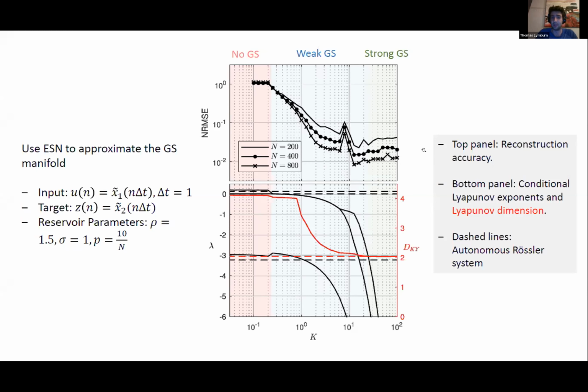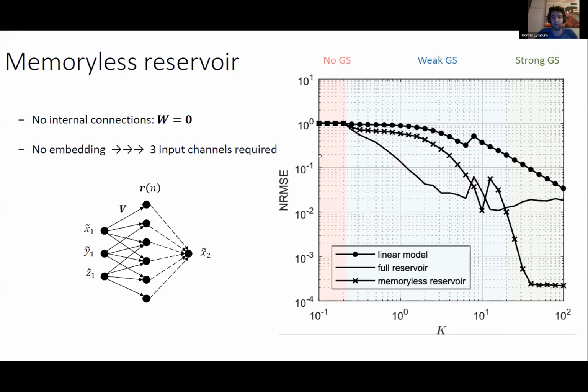To test this hypothesis, we are going to essentially remove memory from the reservoir. That's quite easy to do. All you have to do is set your internal connections to 0, so remove all internal connections. Now you have signal coming into the reservoir, gets transformed by the nonlinearity, and then it's immediately forgotten, right? So there's no more signal bouncing around inside the reservoir.